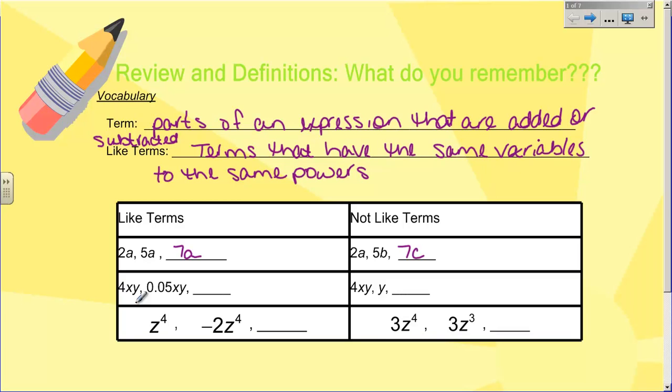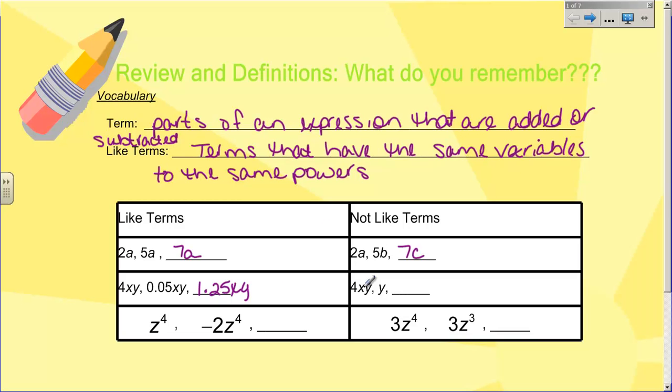On the same note, you can have more than one variable as long as all of the variables are the same, you're good. So you have 4xy and then 0.05xy. They both have an xy together. And so 1.25xy is still a like term because the variables are identical. The coefficients in this case do not matter. The number in front of the variable is not important. You have to look at the variables themselves.